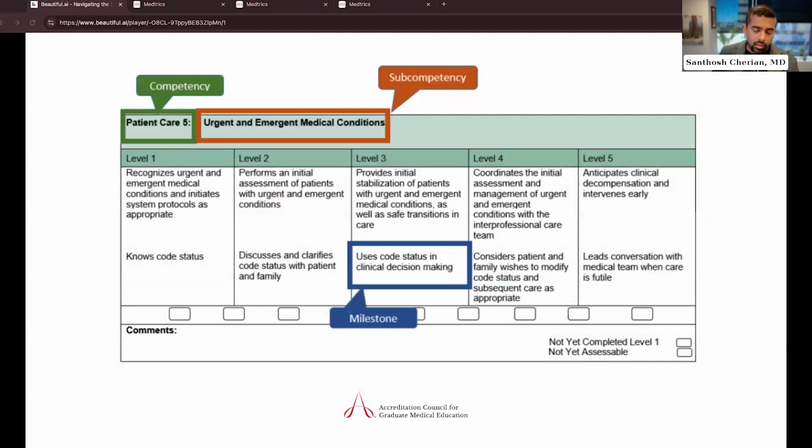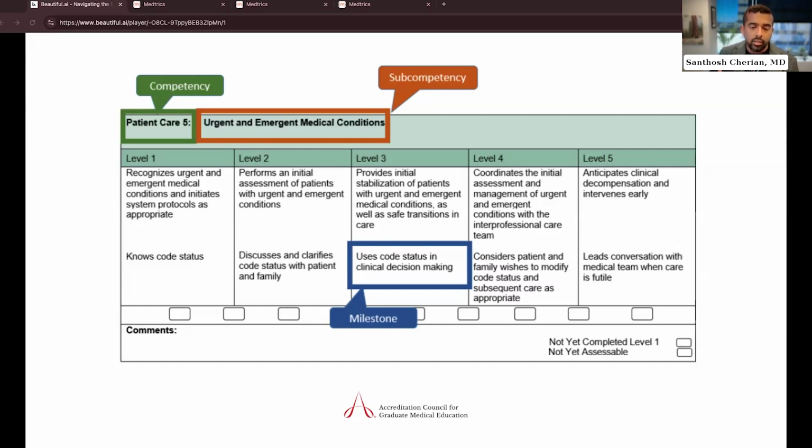This is an example from the ACGME and how they have organized the milestones for residency and fellowship programs. At the highest level, you have the competency. So this is the patient care competency. And then you have the sub-competency, which is urgent and emergent medical conditions. This is the 5th sub-competency of patient care. That's why it's called patient care 5. And then you can see it's broken down into milestones underneath it, and they have levels 1 through 5 for these milestones.